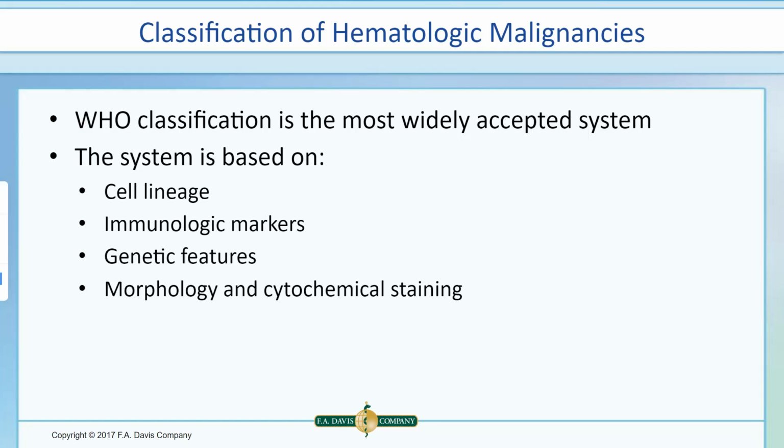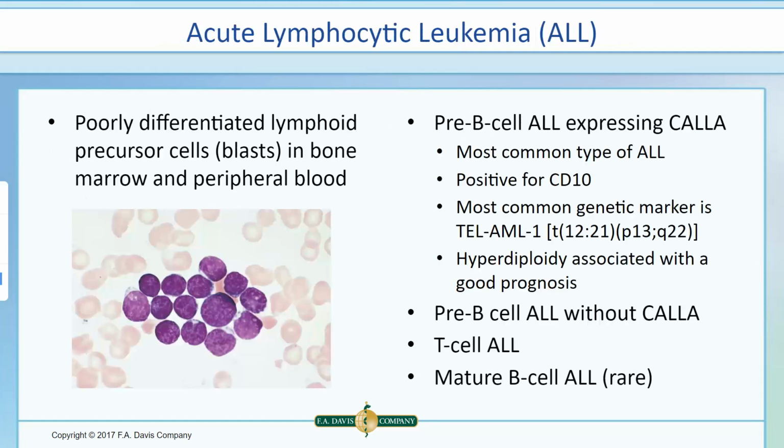The WHO classification is the most widely accepted system. This system is based on cell lineage, immunologic markers, genetic features, morphology, and cytochemical staining. Most of these diseases would be covered in a hematology course, so we're just going to briefly go through the main ones and what they're associated with. So acute lymphocytic leukemia, or ALL, is poorly differentiated lymphoid precursor cells, or blasts, in the bone marrow and peripheral blood.